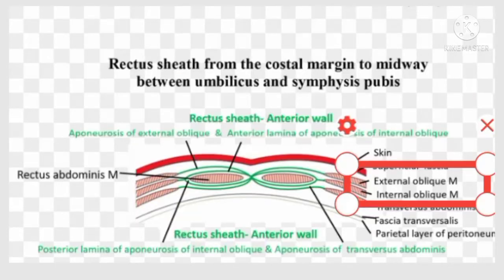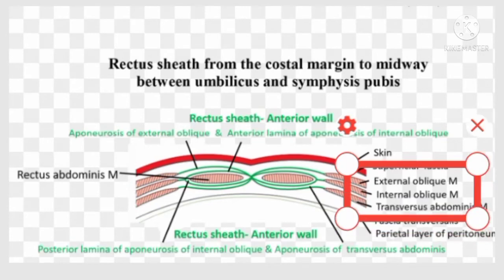The anterior wall of the rectus sheath between the costal margin and the arcuate line is formed by the external oblique aponeurosis and the anterior lamina of the aponeurosis of the internal oblique muscle, as you can see in the figure. The posterior wall between the costal margin and the arcuate line is formed by the posterior lamina of the aponeurosis of the internal oblique muscle and the aponeurosis of the transversus abdominis muscle, as you can see in the figure. And this is the external oblique muscle, internal oblique muscle and transversus abdominis muscle.